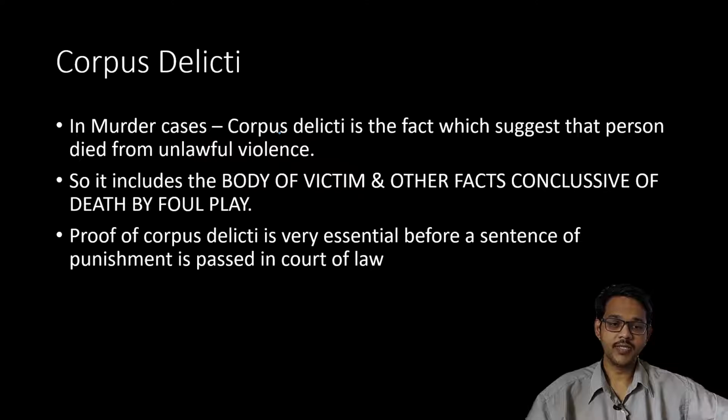Corpus delicti in murder cases suggests that the person died from unlawful violence. So it includes the body of the victim and other facts conclusive of death by foul play. Proof of corpus delicti is very essential before a sentence of punishment is passed in a court of law. Without the proof of corpus delicti, the sentence cannot be passed in a court of law.